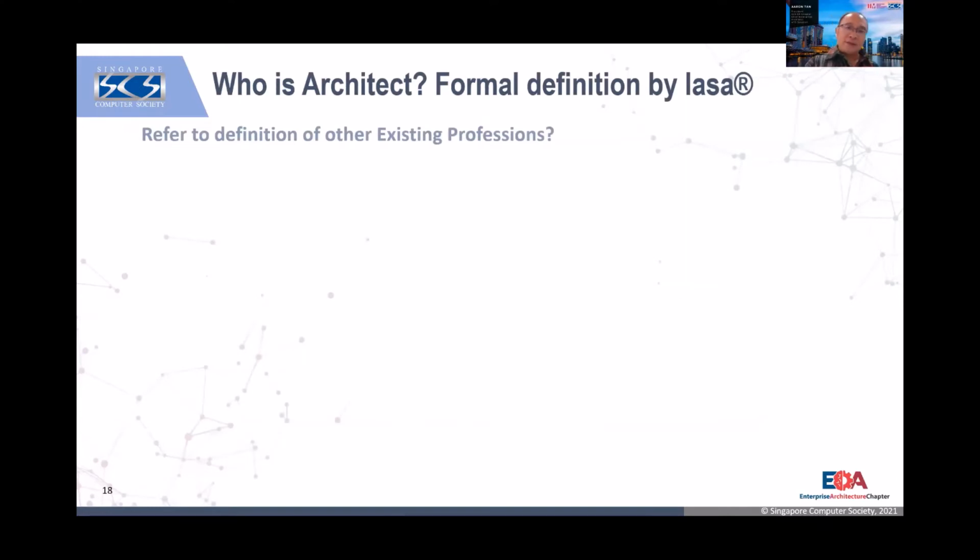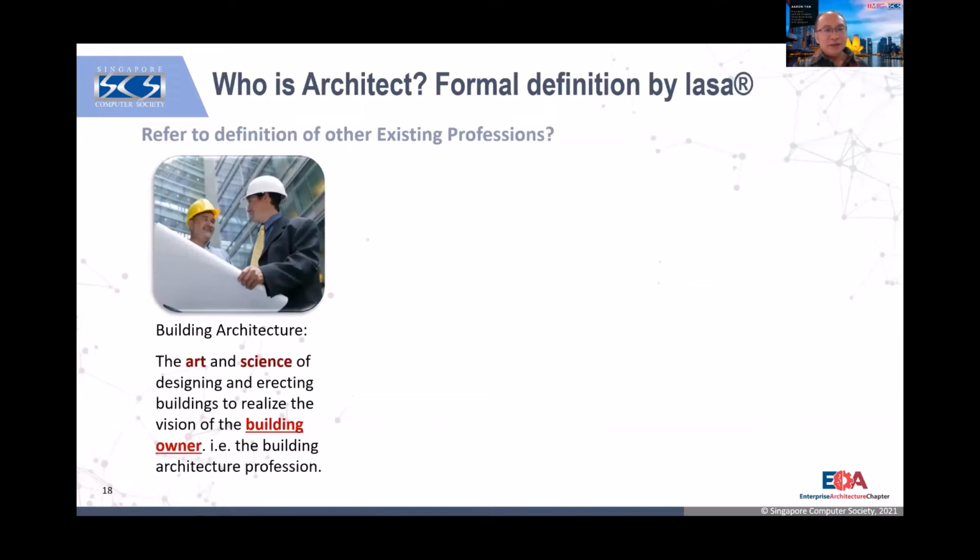So who's the architect? Let me go back to the very basics. How do you define architects? This is the definition. Let's borrow from the building architect. The building architect has 2 components. If you want to be a successful or famous architect in Singapore or anywhere in the world, you need to be able to blend the art and science of designing and erecting buildings to realize the vision of the building owner. The building owner is the one who comes out with the money, so you need to be able to understand them. In our context, of course, those are the stakeholders.